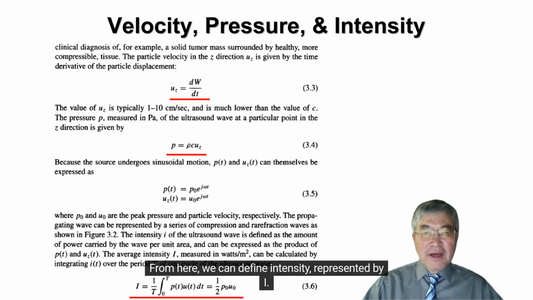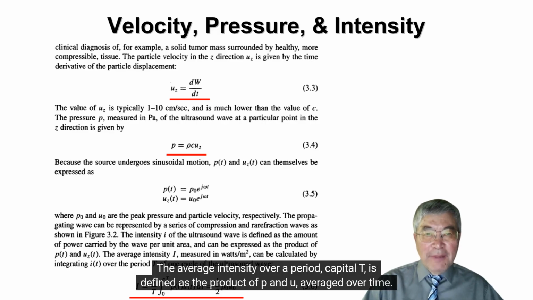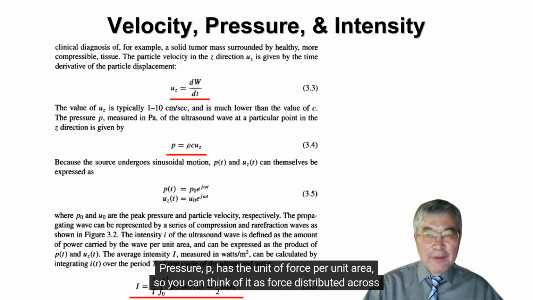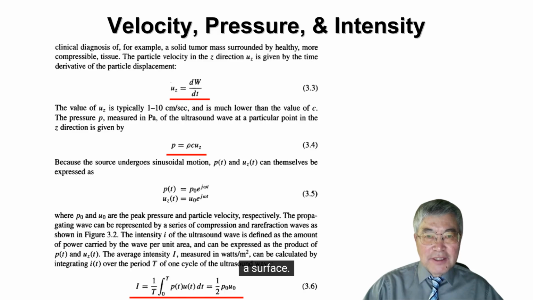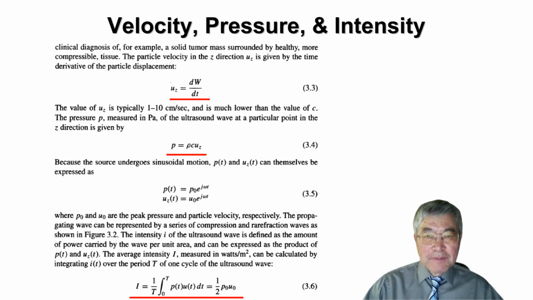From here we can define intensity, represented by I. The average intensity over a period, capital T, is defined as the product of P and U averaged over time. Now let's think about this physically. Pressure P has the unit of force per unit area, so you can think of it as force distributed across a surface. If you apply a force to move something over a certain distance, that's work. So this is essentially the work you did.